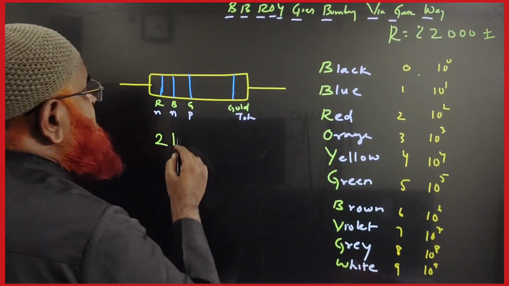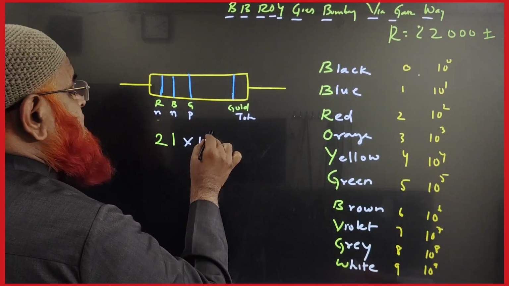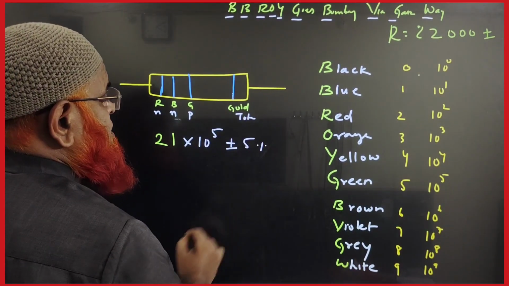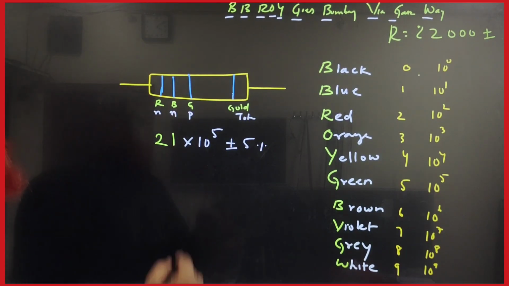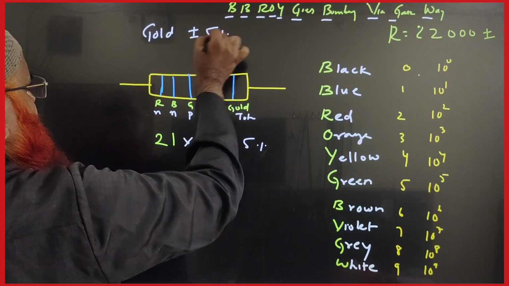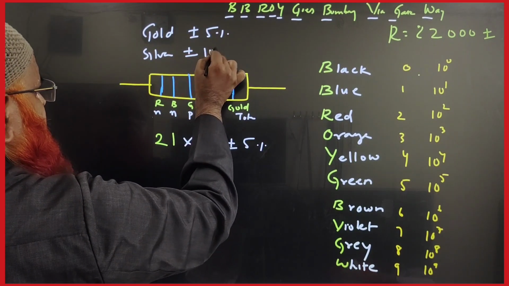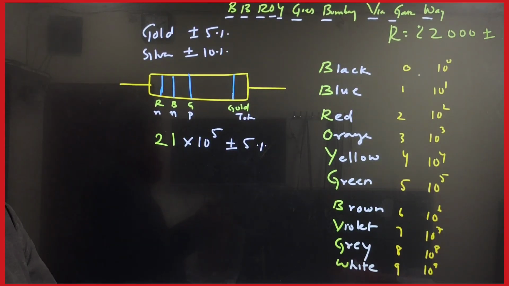So 21. The third color represents power. What is the power here? Green, no? So green means 10 power 5. Gold means plus or minus 5%. There are two colors for tolerance: gold and silver. If you take gold, tolerance is plus or minus 5%, and silver has tolerance plus or minus 10%. Gold is costly, so a resistor has a lesser percentage of gold tolerance, but more of silver, 10% tolerance. Like this you have to solve it.